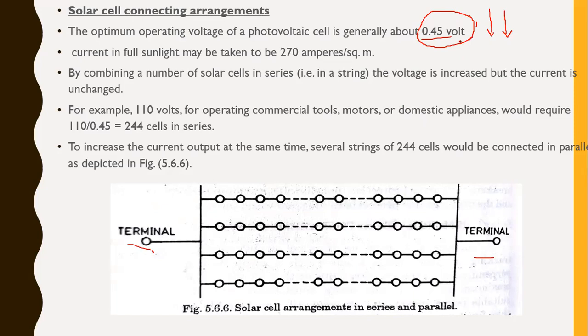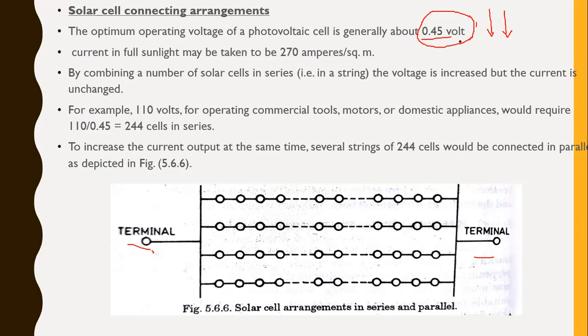But coming to the current and power, if you decrease the solar radiation, current and power will decrease very much, or we can say they decrease proportionally according to the solar radiation. By combining solar cells in series, that is in a string, the voltage is increased but the current is unchanged. If you take the solar cells in series, voltage will be increased but current will be unchanged.